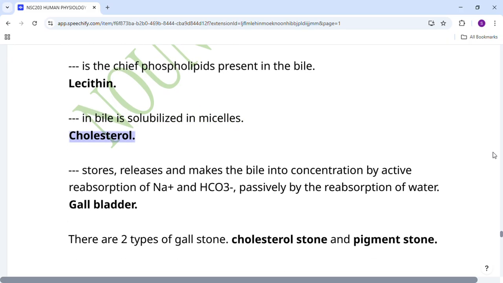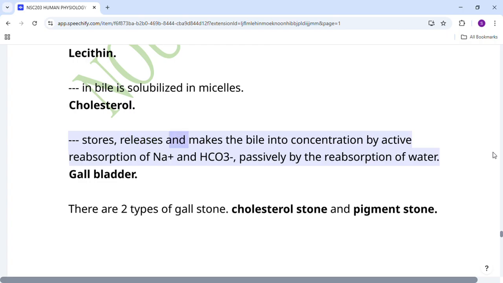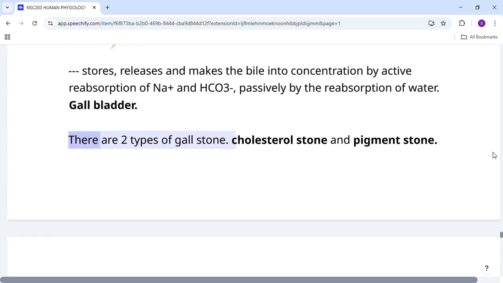Cholesterol in bile is solubilized in micelles. The gallbladder stores, releases and concentrates the bile by active reabsorption of Na+ and HCO3-, and passively by the reabsorption of water. There are two types of gallstone: cholesterol stone and pigment stone.